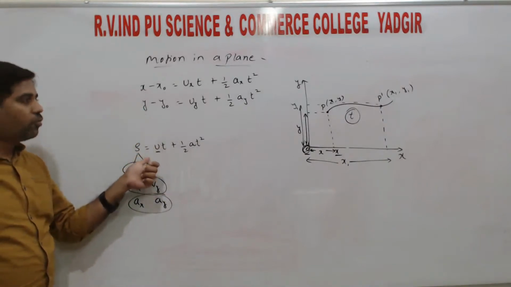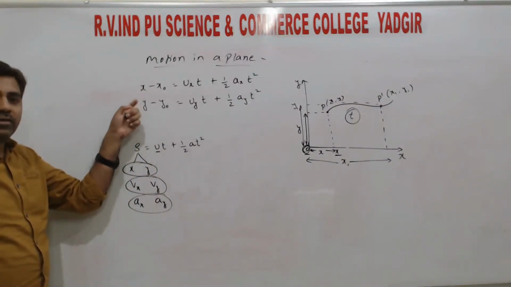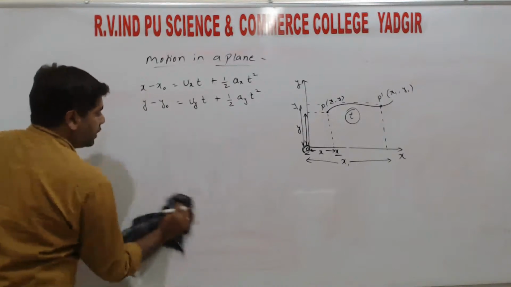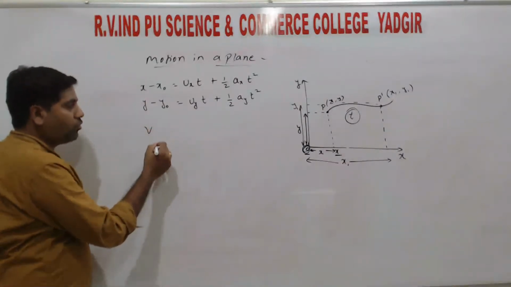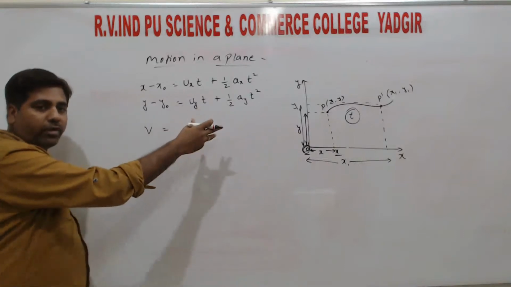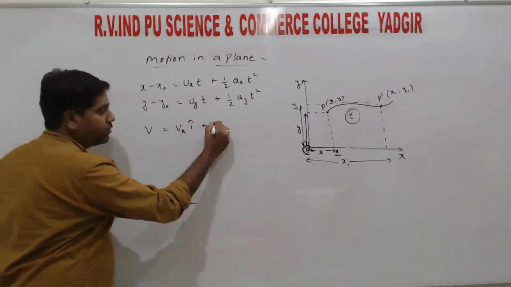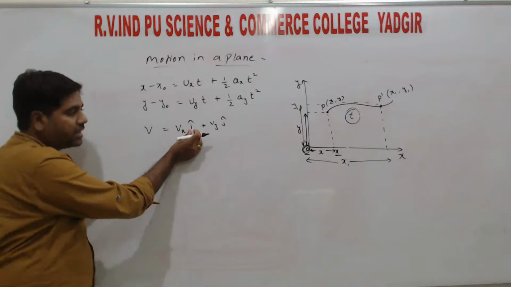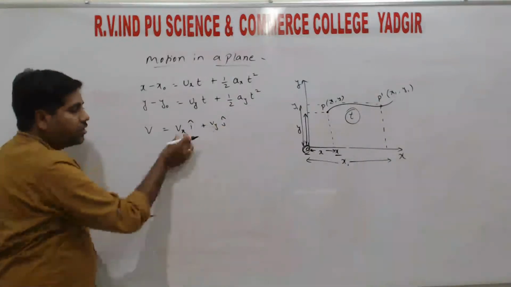In equations of motion we get two, one along x and one along y, so two displacement types, right? Next there are two velocities. In general, if there is a velocity v moving in two dimensions, we can represent it as vx i cap plus vy j cap. So vx is the magnitude of the velocity along the x axis, vy is the magnitude of the velocity along the y axis, right?